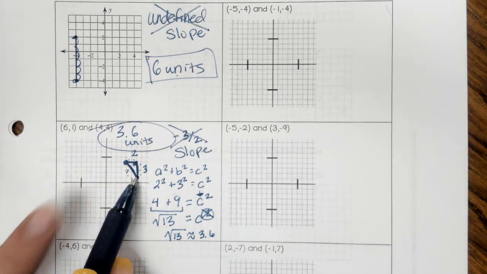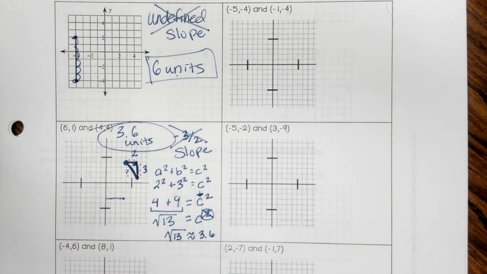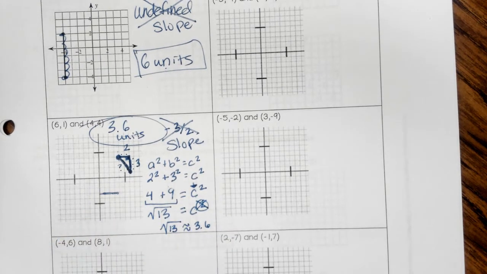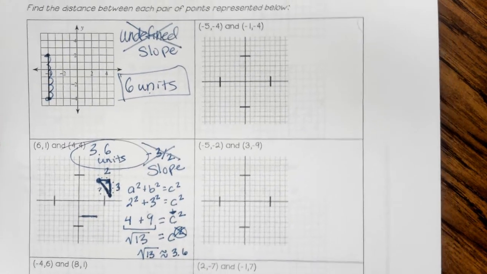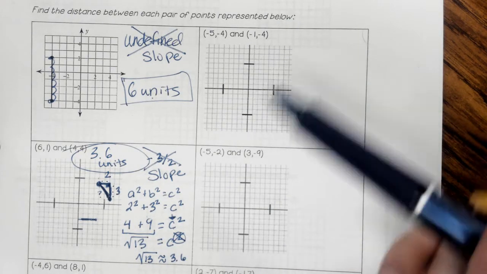From here to here, that's about 1, 2, 3, and most of the other line. This is about the same distance as this. Now we'll look at the top right example.